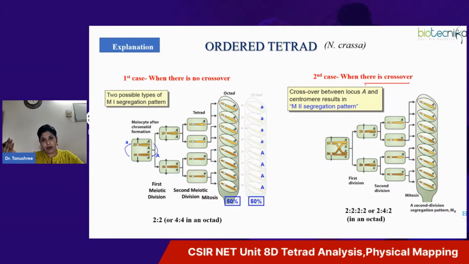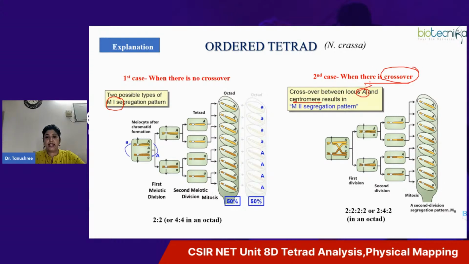So one thing is clear, that whatever table is given to us, by seeing the arrangement of the alleles, we can make out which ratio we are getting, and accordingly we can say whether it's a case of crossover or no crossover. And once you find that out, you can answer this also. You know that when there is no crossover, always the meiosis 1 segregation pattern is observed. However, when there is a crossover, crossing over always happens between the locus and centromere.